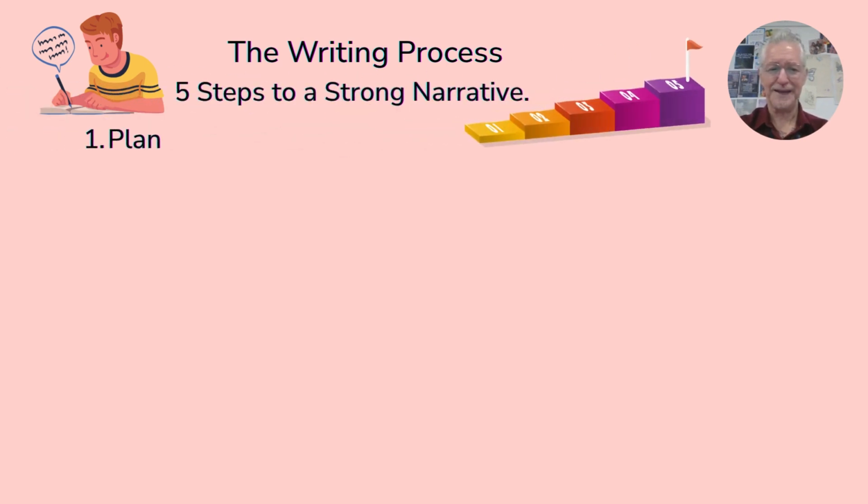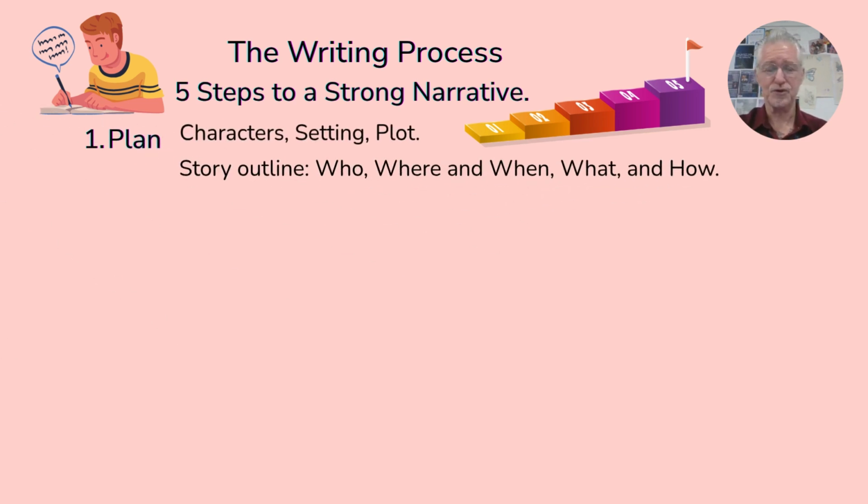The first is planning. Remember our 4 pillars of narrative writing? Well, all of these need to be involved here in your planning. Your characters, your setting, and your plot or story, the story outline. Who? The characters that are involved. Where and when? The setting, the time and location. What? The problem, the crisis, the obstacles, challenges that the characters are facing, and the how. How's it going to be solved and resolved? So these are all components that you need to look at in your planning process.